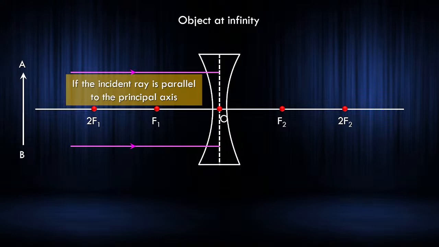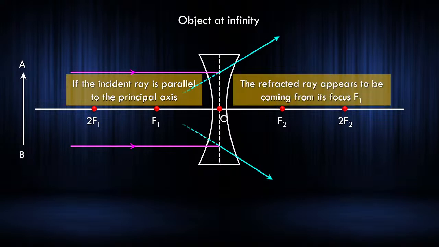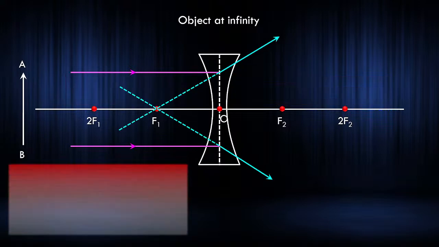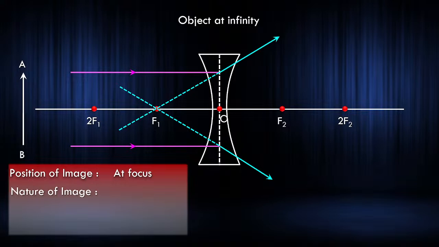Appears to be passing from F1. This is concave. So what happens? Diagram. Okay, so it appears to be passing from F1. So what is the position of the image? At focus. Nature of the image: virtual, erect, and point size. This is the first observation.